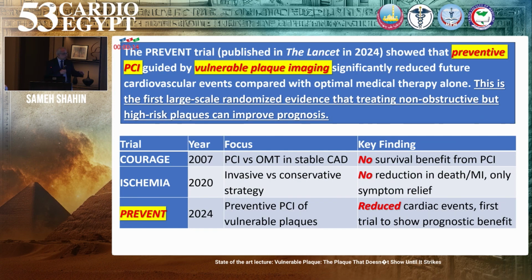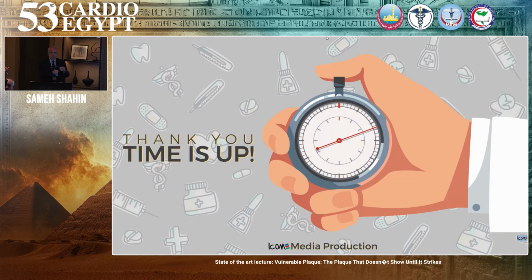And this is in contrast, the Prevent trial, which I'm talking about, a trial that was published in 2024, so just a couple of years ago. This was the first trial to prove what we call the preventive PCI, putting a stent, a drug-eluting stent, of course.